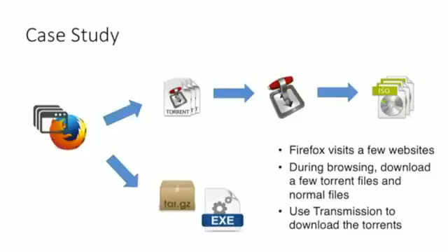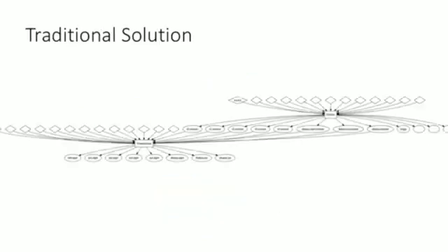As before, we use Firefox to download a few files and download some torrents using the Transmission program. This is a traditional solution. The two processes cause a lot of bogus dependencies. This is BIP. It's actually pretty correct. All the dependencies are correct. It's just the number of internal events in Firefox that causes this problem, makes it look even worse than traditional.